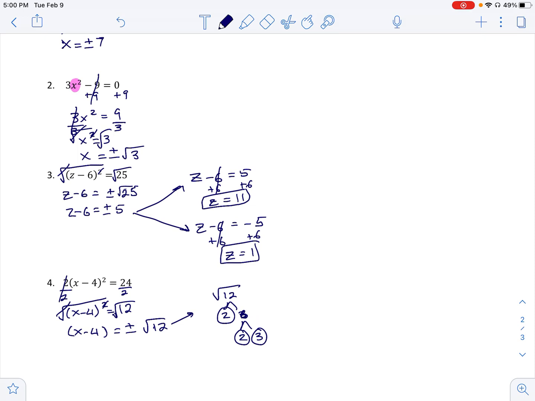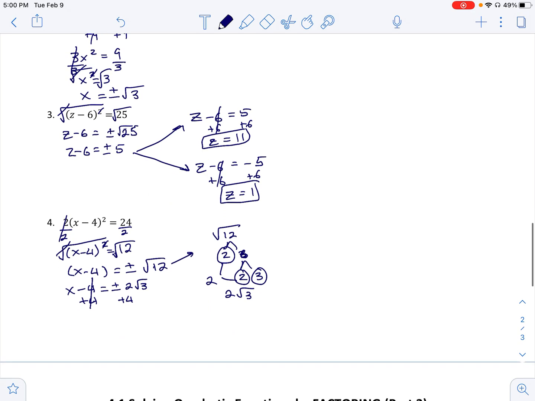So 2 times 2 times 3, every two numbers, 1 comes in front of the radical, and we have our radical simplified, 2 square root of 3. So let's rewrite this. X minus 4 is equal to plus or minus, positive or negative, 2 square root of 3. So next we have to get x by itself because we're trying to find what x equals. So we add 4 to both sides of the equal sign. So now we have x is equal to 4 plus or minus 2 square root of 3.